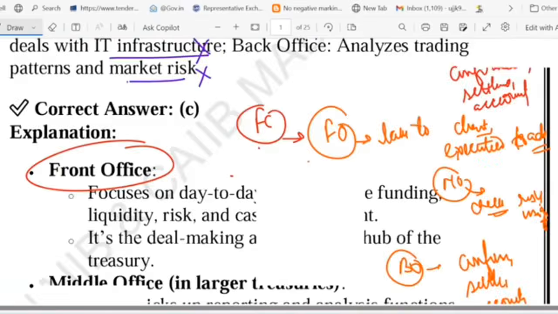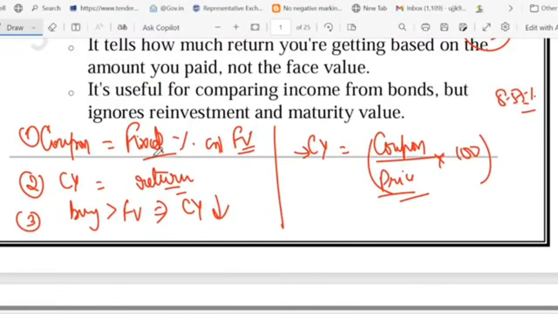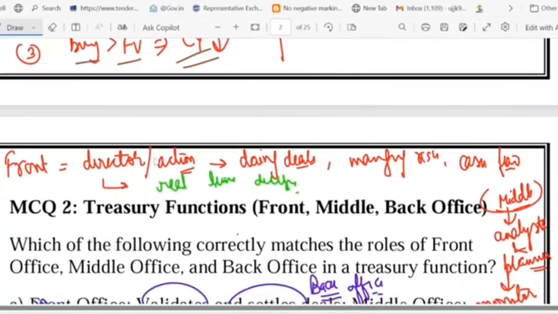Now let's end our video with a clear summarization of all the concepts which we have learned today. The first concept I told you about was the coupon. Coupon means it is giving you a fixed percentage on the face value, and the coupon yield is a kind of return. How do we find the coupon yield? You write the coupon in the numerator, the price that you have actually paid in the denominator, and multiply by 100 to get a percentage. And remember, if your buying price is larger than the face value, your coupon yield will decrease.